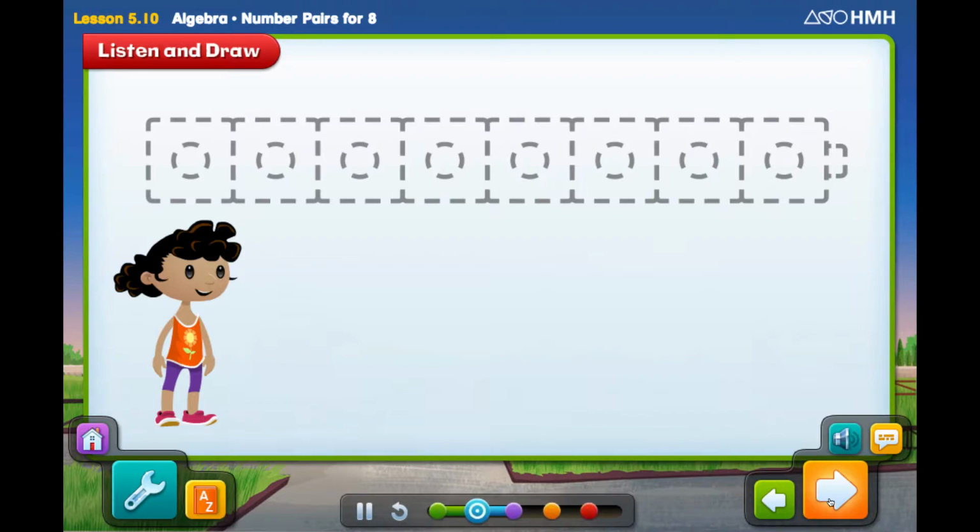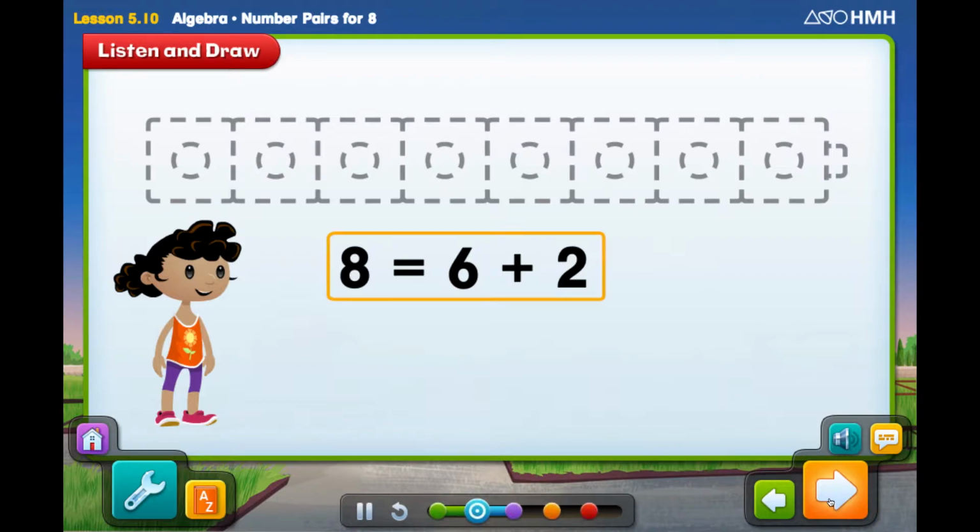Lisa used green and orange cubes to make an 8-cube train. How many green cubes and how many orange cubes could she have used? You know that Lisa used cubes to make an 8-cube train. You need to find out how many green cubes and how many orange cubes she used. You can use green and yellow cubes to model the addition sentence and solve the problem. 8 is equal to 6 plus 2.